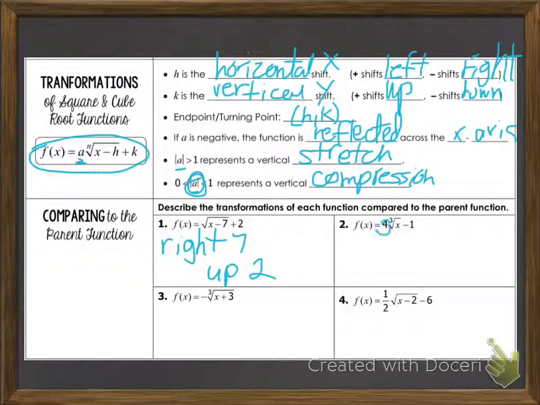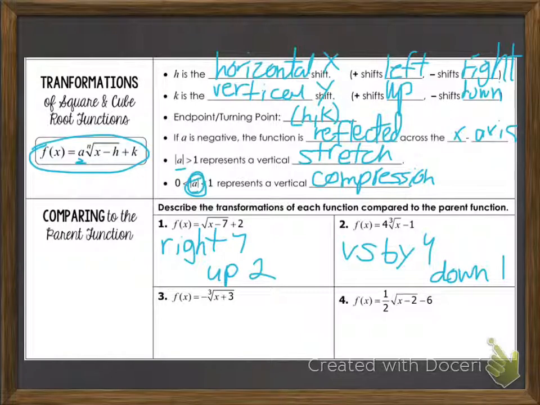So we have this 4 out front, and that represents the A. That's definitely going to be bigger than 1. So since the A is greater than 1, we're going to have a vertical stretch. I'm just going to put VS, vertical stretch by 4. There's nothing inside the radical, it's just the X, so there's no horizontal shift. But we have the -1 outside, so then it's also going to go down by 1. So vertical stretch by 4 and down 1.